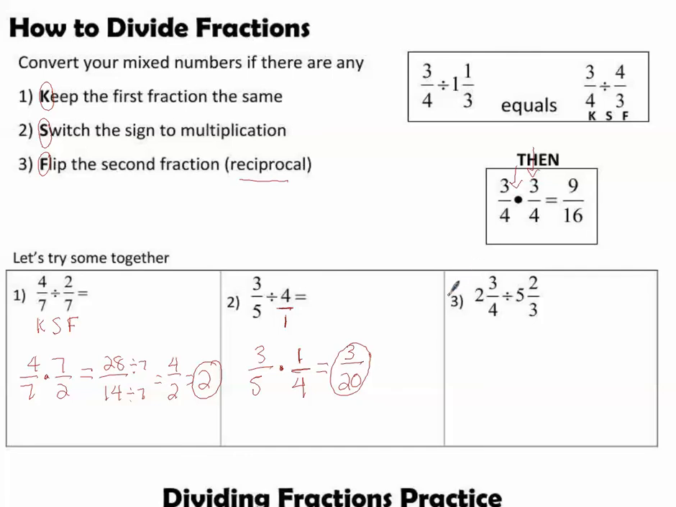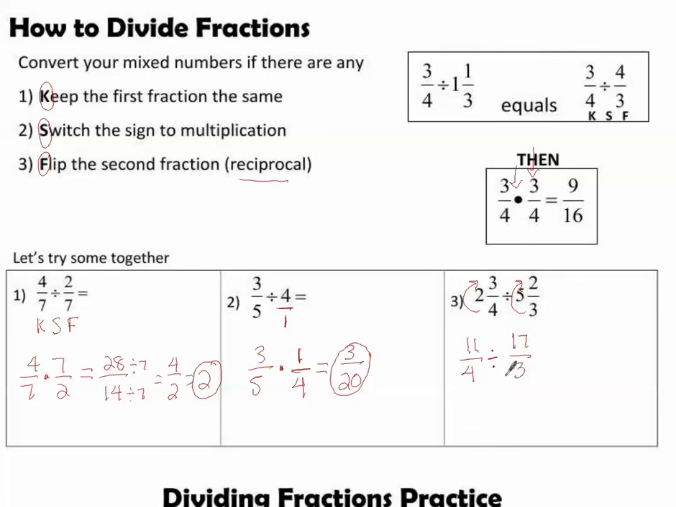On number 3, turn both of these into improper fractions. 4 times 2 is 8, plus 3 is 11/4, divided by 3 times 5 is 15, plus 2 is 17/3.